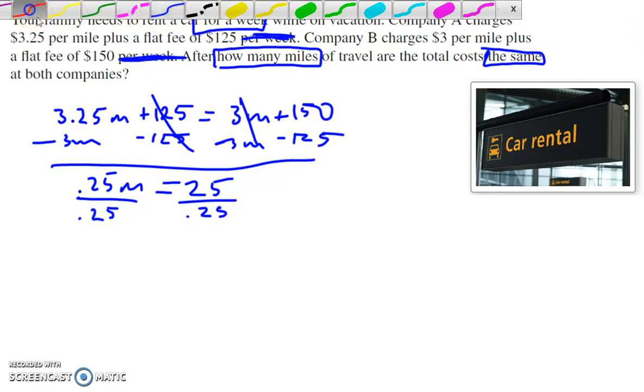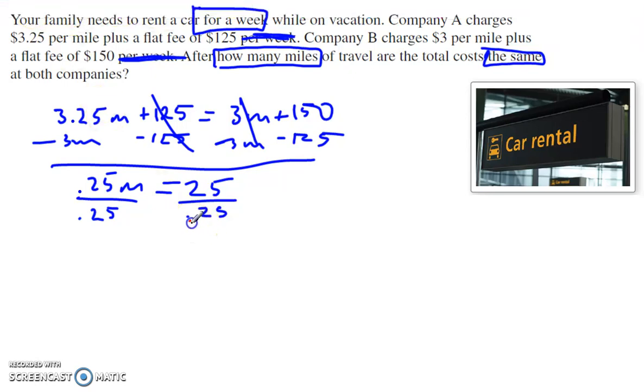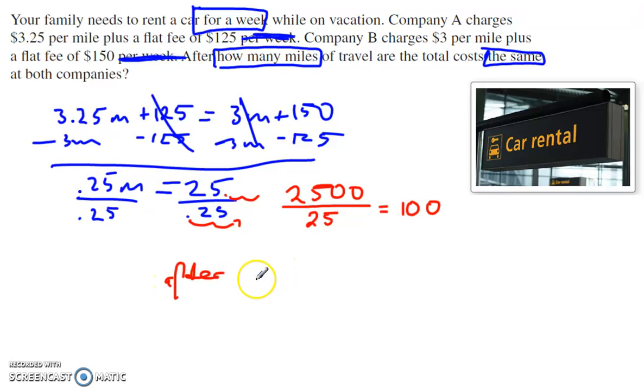Here's a little trick for dividing by a decimal. We get rid of that decimal by moving it over 2 places. So here's the decimal right now. Move that over 2 places. So I have 2,500 if you happen to not have a calculator on you at the time. Divide by 25. 25 divided by 25 is 1. With the 2 zeros gives me 100. So m is 100, which means after 100 miles, the cost is the same.